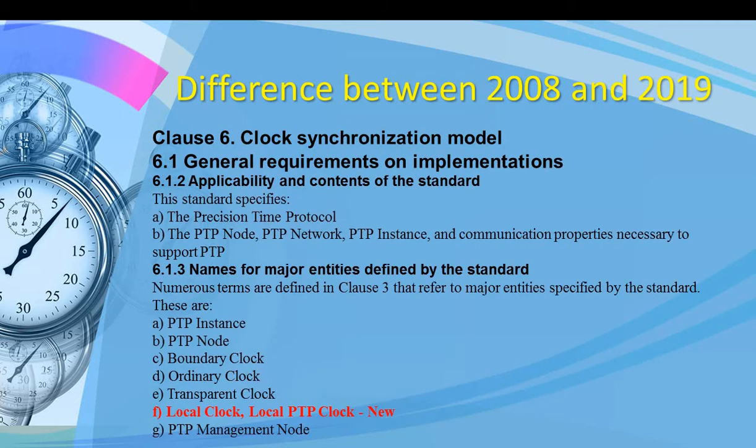Clause number 6, applicability and content. The standard specifies the precision time protocol, the PTP node, PTP network, PTP instance, and communication properties necessary to support PTP. For chapter 6.1.3, compared to the 2008 version, we introduced the local clock and local PTP clock. This part is new.